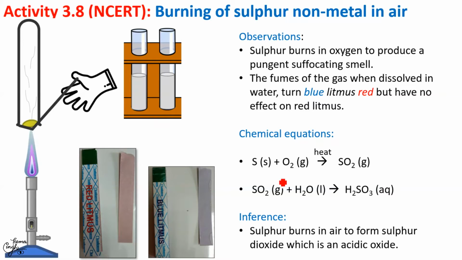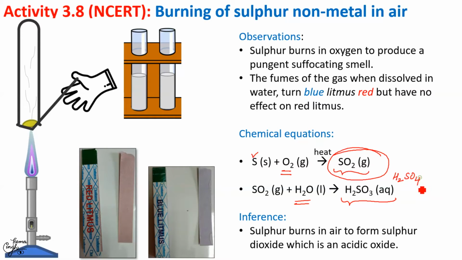You can see the equation here. S, when burns in oxygen, it gives rise to sulphur dioxide. Now this is the pungent gas. When the fumes of sulphur dioxide gas are dissolved in water, you get sulfurous acid. Look at the formula, it is H2SO3. It is not H2SO4.